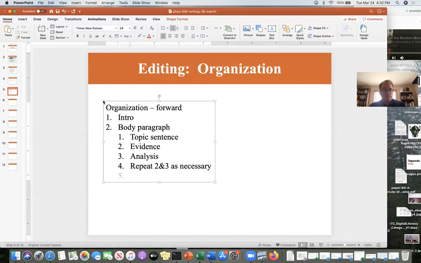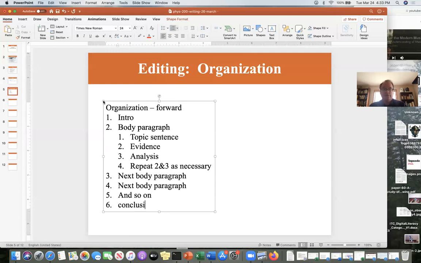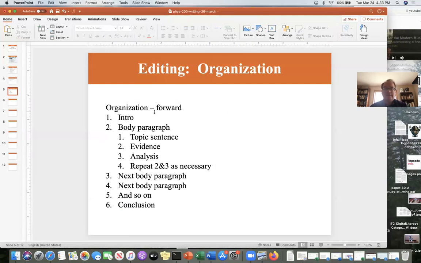Then we go to the next body paragraph, the next body paragraph, and so on, until eventually we come to the conclusions. This is, in a forward sense, what we want to do.